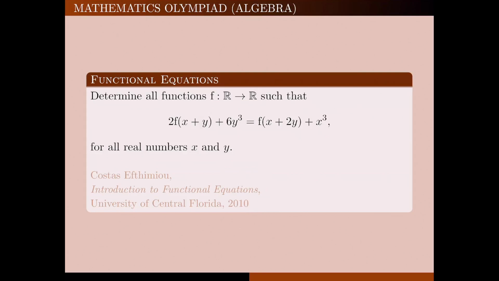Hello, in this video we are going to solve the following problem, Mathematics Olympiad, Algebra, on the topic of functional equations. Determine all functions f from the set of real numbers to the set of real numbers such that 2 times f of x plus y plus 6 times y cubed equals f of x plus 2y plus x cubed for all real numbers x and y.